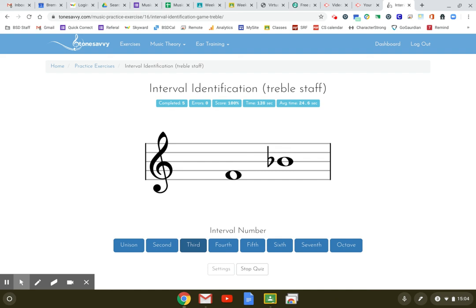Later on, I'll give you an assignment like this with intervals where you'll have to know whether the intervals are major or minor or perfect, as I described before. For now, this is the one that I'm going to give you so that you can identify intervals in Tone Savvy. Good luck with it.